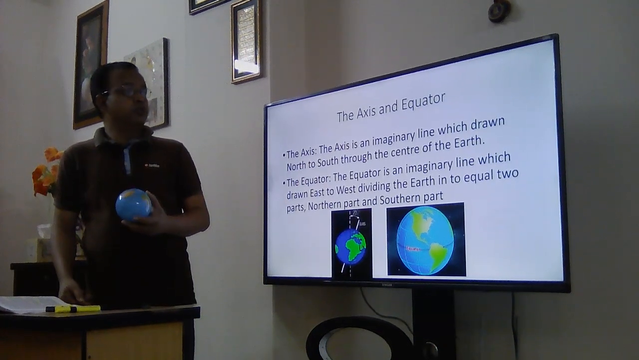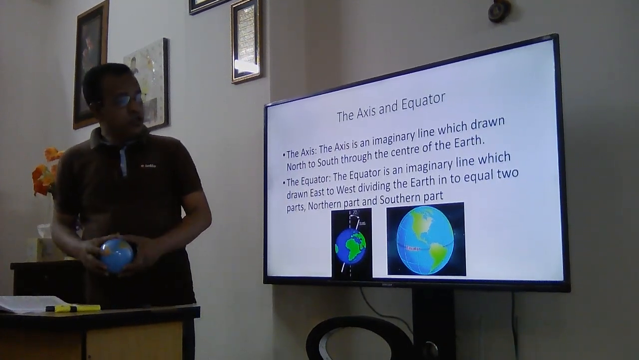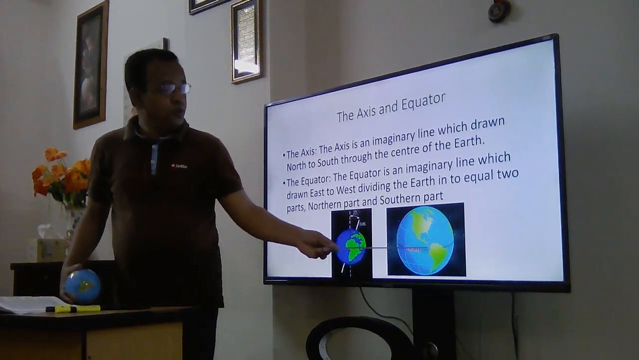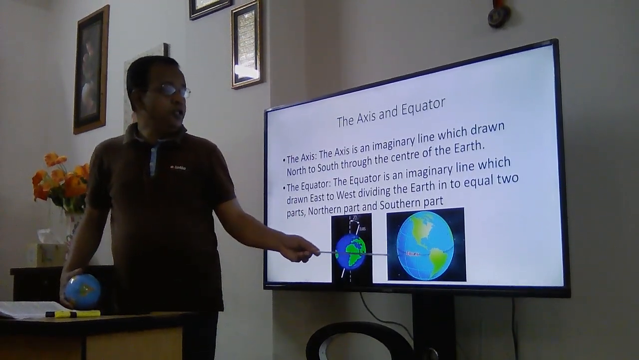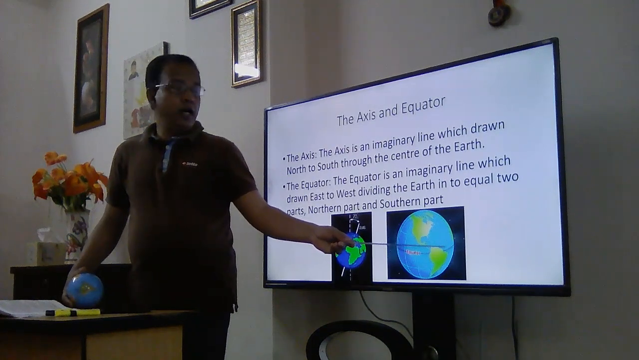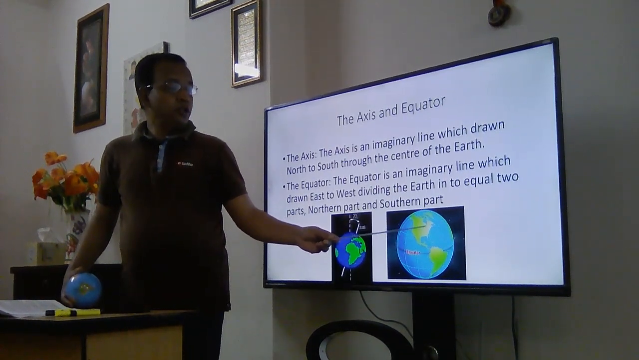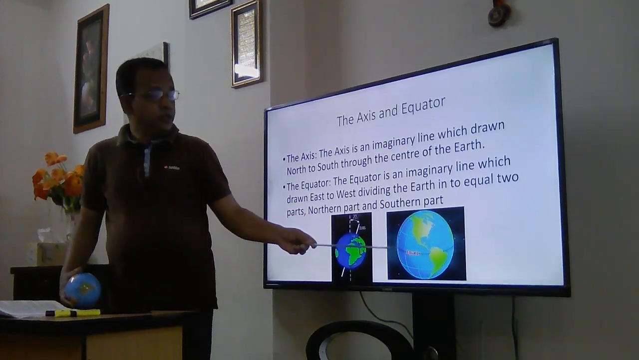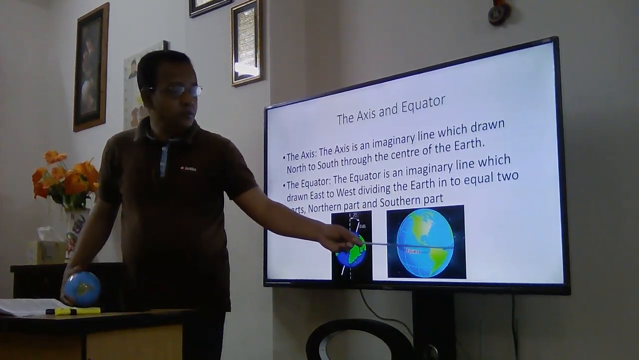Now the equator. Equator is an imaginary line which is drawn east to west, dividing the earth into two equal parts, the northern part and the southern part. This line is known as the equator.